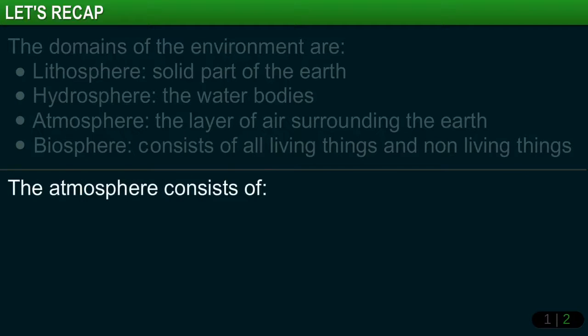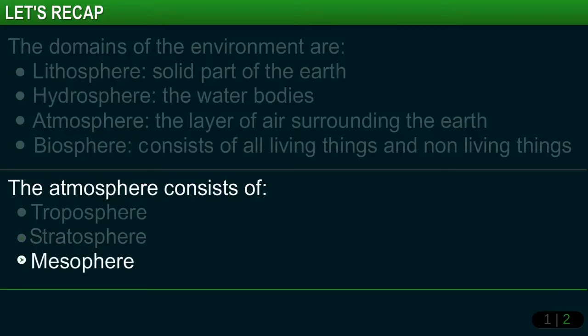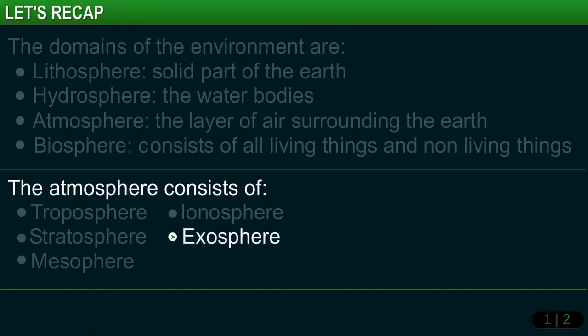The atmosphere consists of several layers: the troposphere, the stratosphere, which is an important layer that contains the Earth's ozone layer and through which aircraft fly, the mesosphere, the ionosphere, and the exosphere.